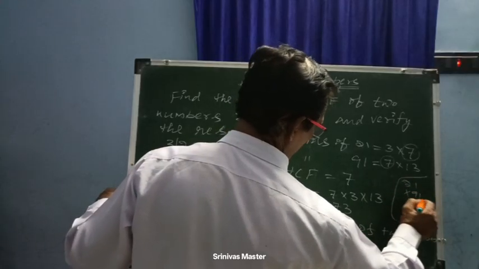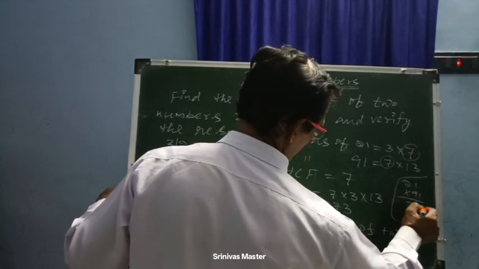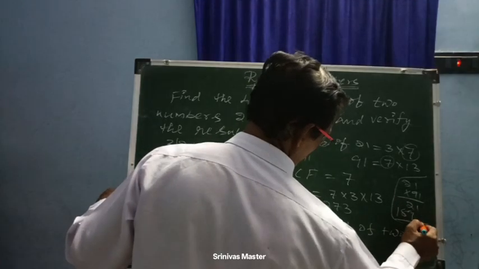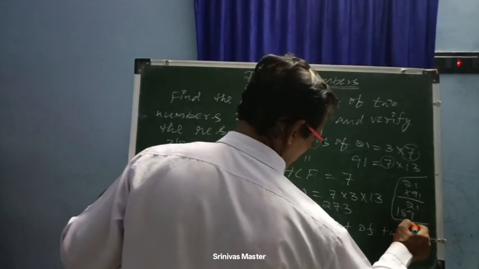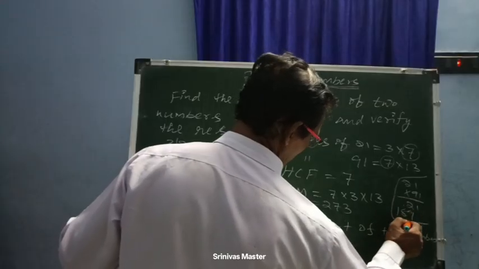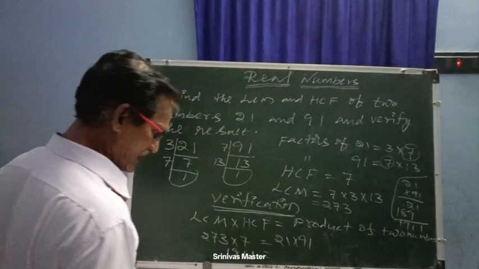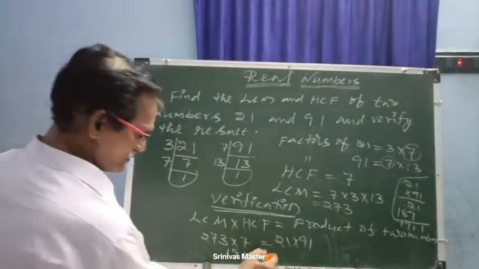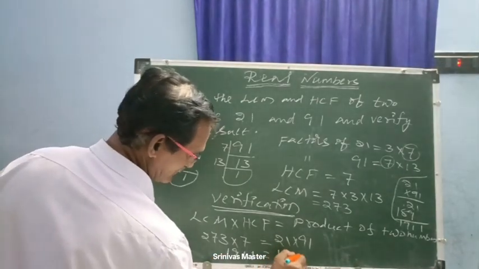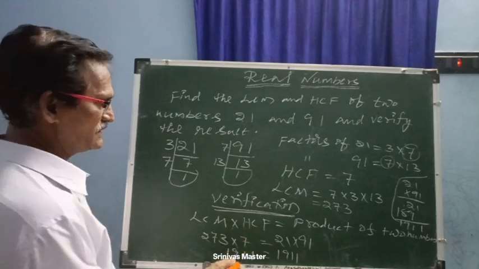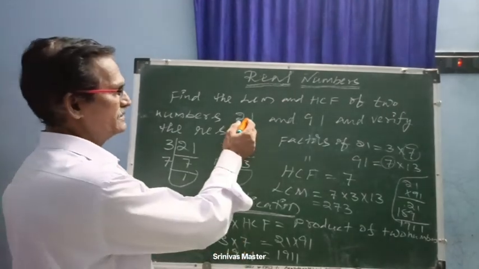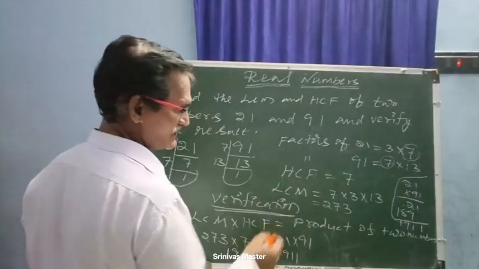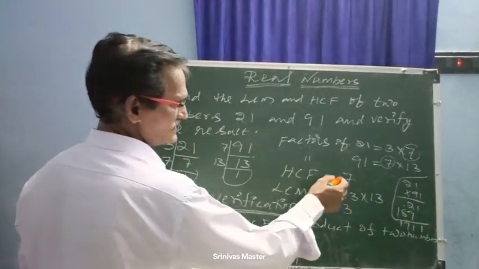21 into 91. That means 21, 9 ones are 9, 9 twos are 18. You see 1, 9 plus 2 is 11, 1 plus 8 is 9, so 1911. Here also you are getting 1911, no? So the LCM of 21 and 91, when you are finding that, you are getting 273 and their HCF is 7.